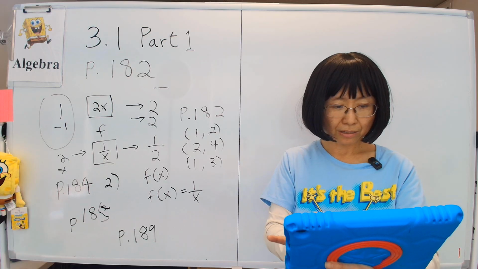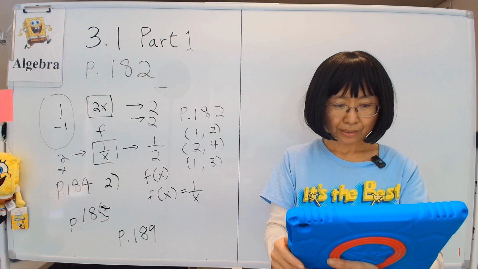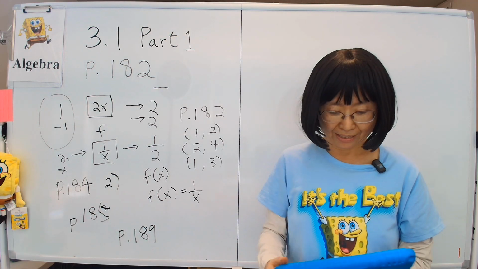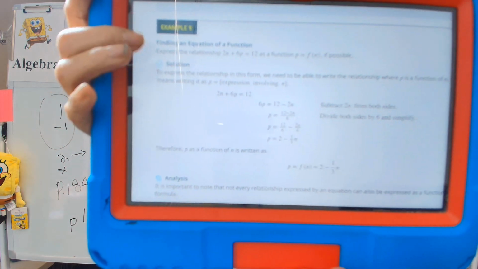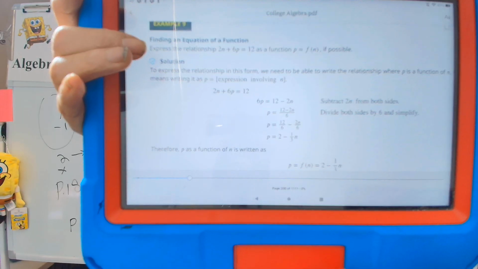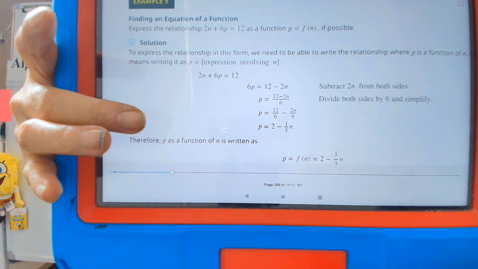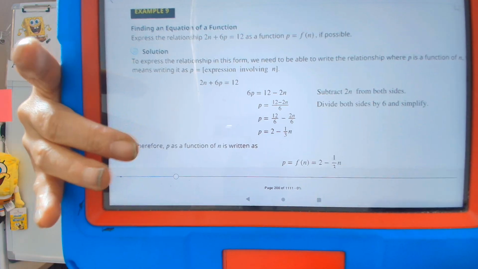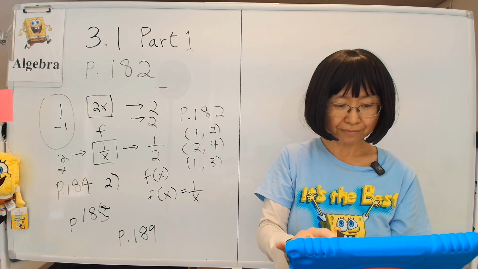Example 9, we have express the relationship as a function p equals f of n. What that means is we have an equation here, okay, and we need to somehow pull p out of there. That, in other words, is solve for p. And when you solve for p, which is quite straightforward in this case, p then equals something in n, and that will be the function of n. So that is the same thing we've done before. So please do example 9 as part of your homework.